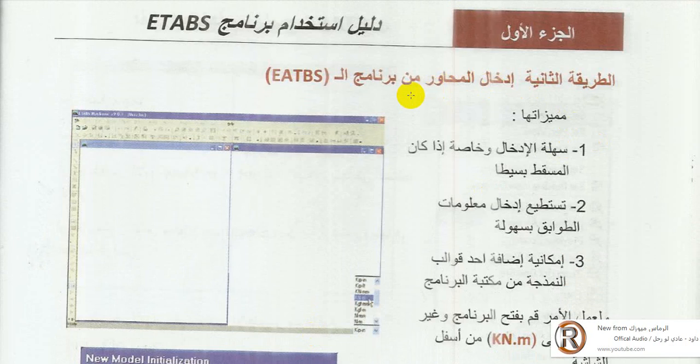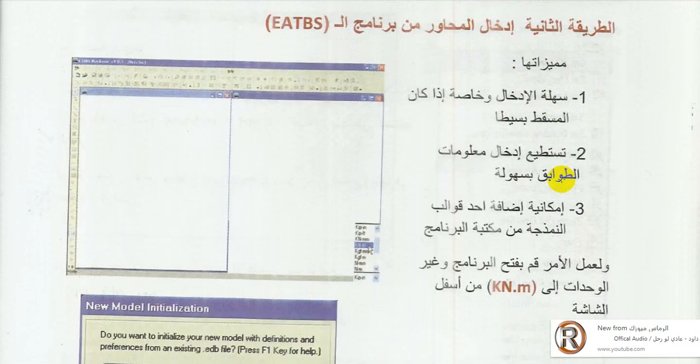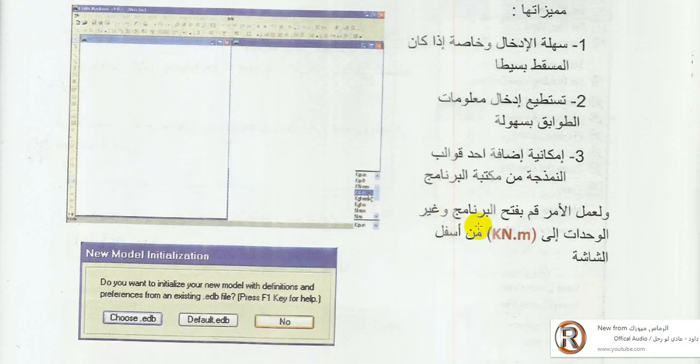Method 2: to insert the axis from the ETABS software. Its characteristics: 1. Easy insertion, especially if the mapping is simple. 2. You can insert the entire details of the floors easily. 3. The possibility of adding a modulation mold from the program's app store.